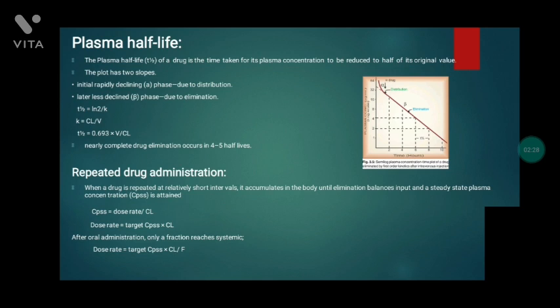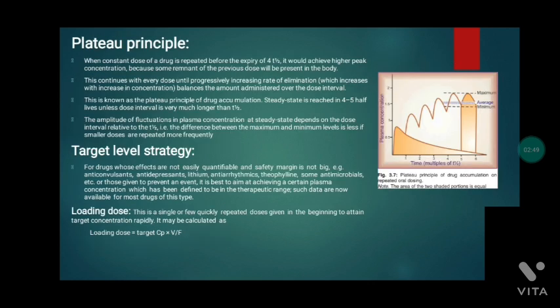Repeated drug administration: when a drug is repeated at relatively short intervals, it accumulates in the body until elimination balances input and a steady state plasma concentration is attained. After oral administration, only a fraction reaches systemic circulation. Plateau principle: when a constant dose of a drug is repeated before the expiry of 4 T half, it would achieve higher peak concentration because some remnant of previous dose will be present in the body.